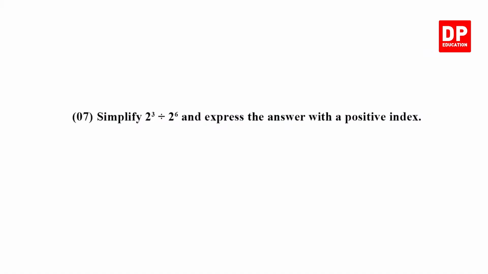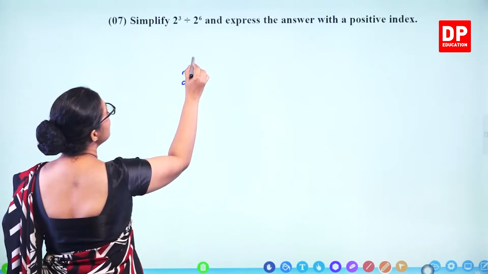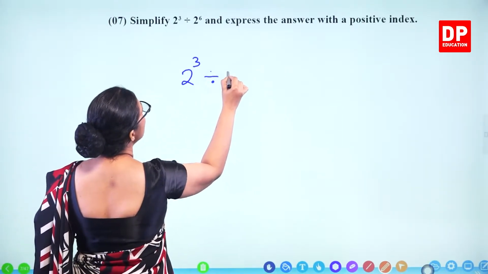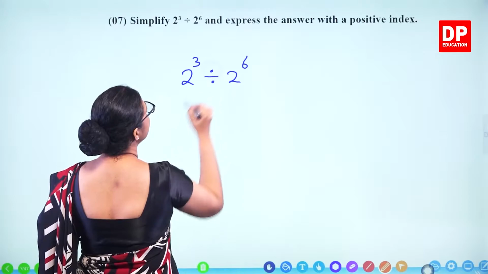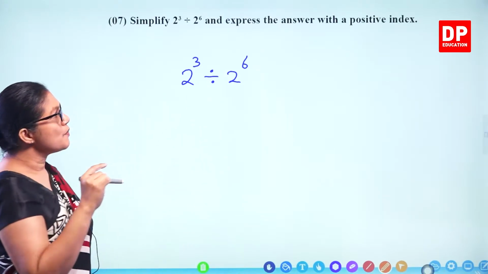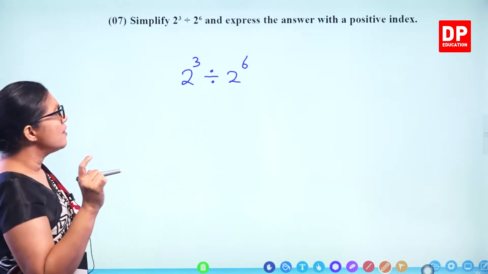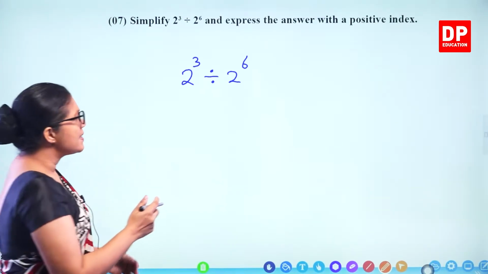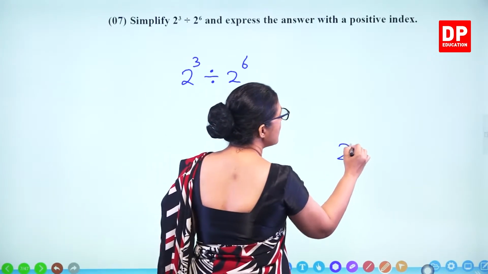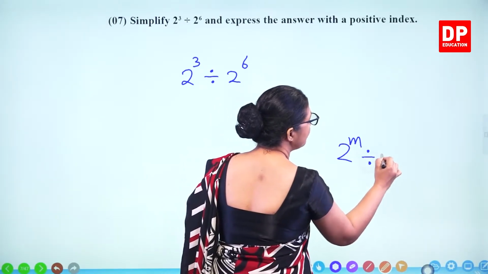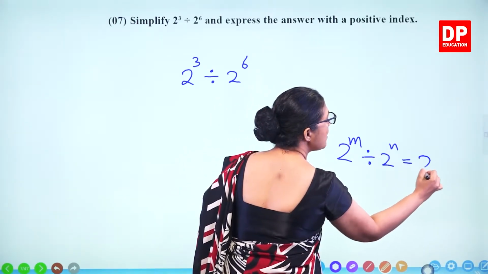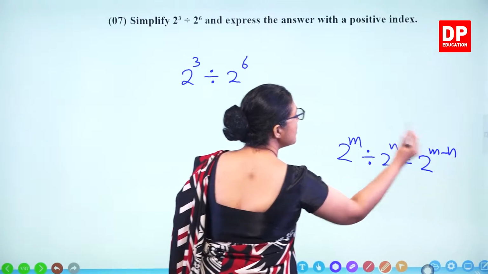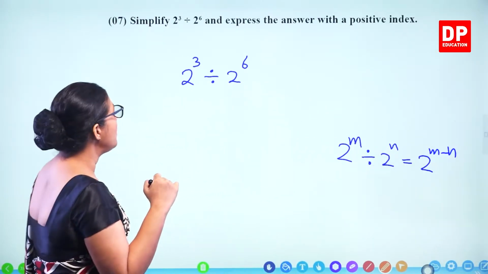Question number 7. Simplify 2 to the power 3, divided by 2 to the power 6, and express the answer with a positive index. So what can you remember about laws of indices? Same base, different powers, division: we subtract the powers, m minus n. So that's the theory you need.